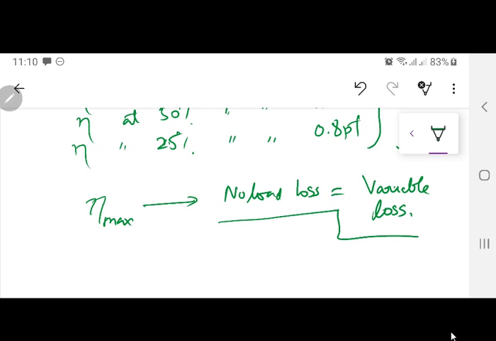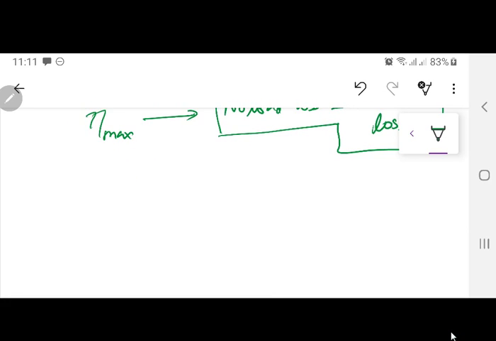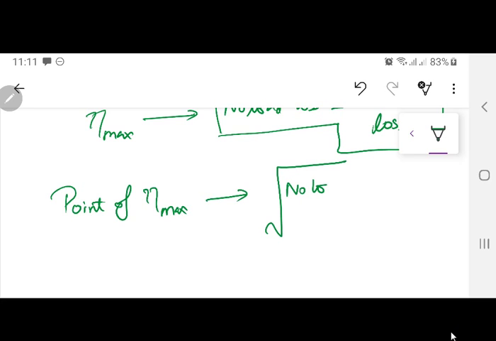So when you are going to have the maximum efficiency, and if you want to find out the point of maximum efficiency, it is found by no load loss divided by the load loss, and we are going to call this one K.